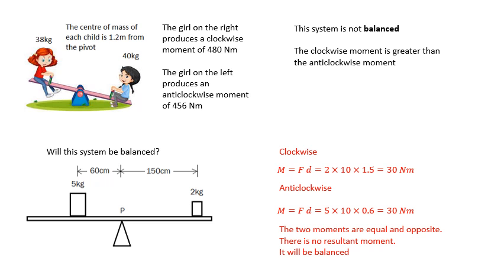So our clockwise moment is going to be 20 times 1.5, which is 30 Newton meters. Our anti-clockwise moment will also be 30 Newton meters. The two moments are equal and opposite. If you like, there is no resultant moment. Do you remember resultant forces? So it will be balanced because the two moments are balancing each other.